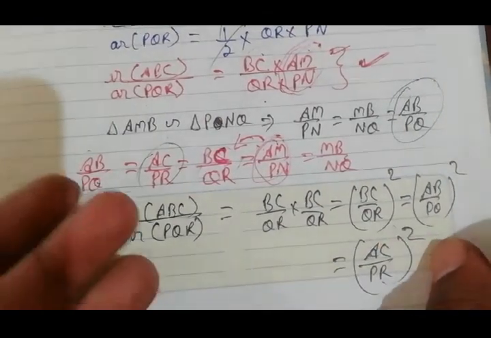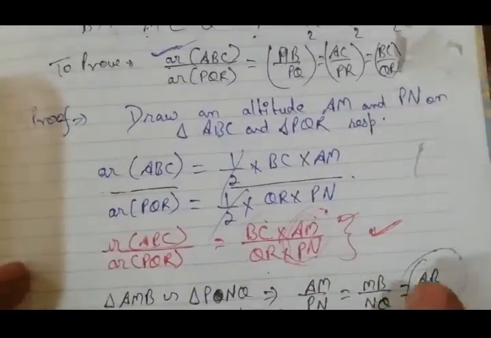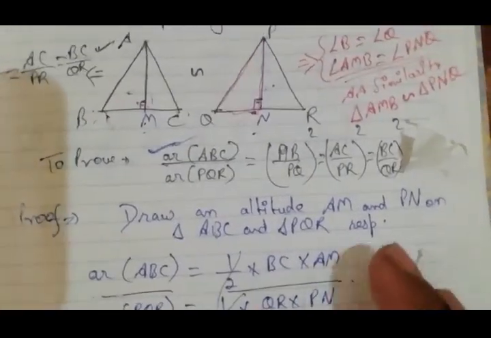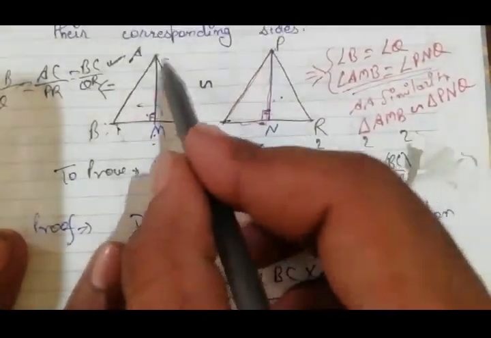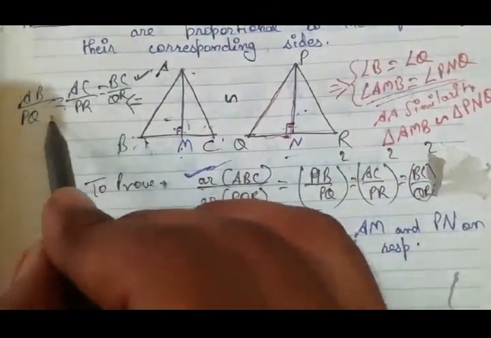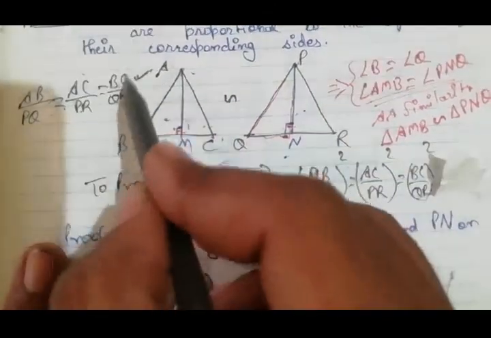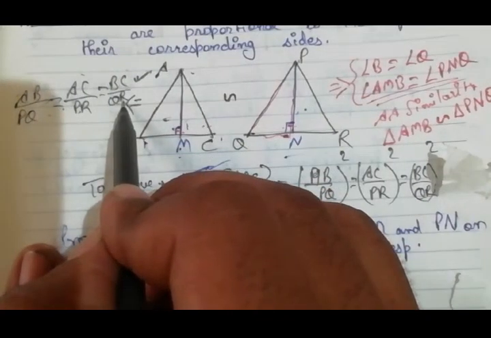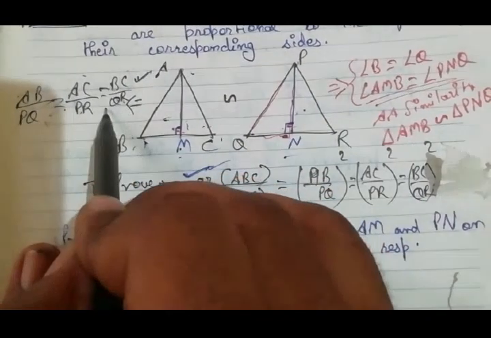Okay, it is not that difficult. All you need to do is just focus here. First of all, these two triangles are similar. So by this we have the conclusion, AB upon PQ is equal to AC upon PR is equal to BC upon QR. Okay, this we already have.